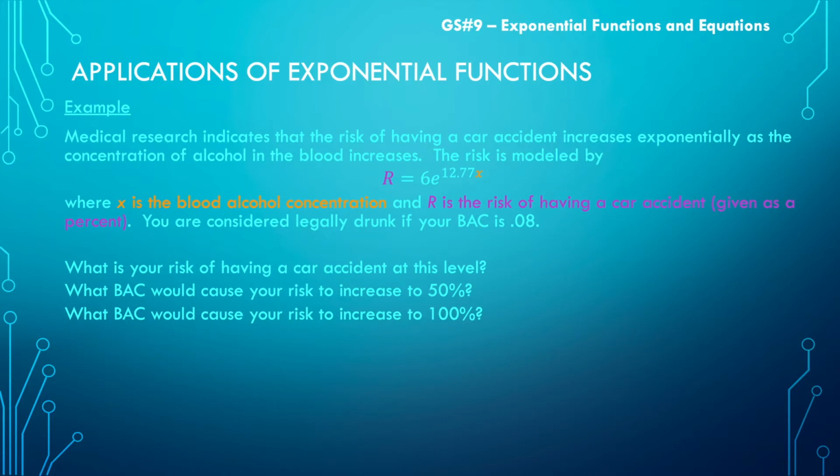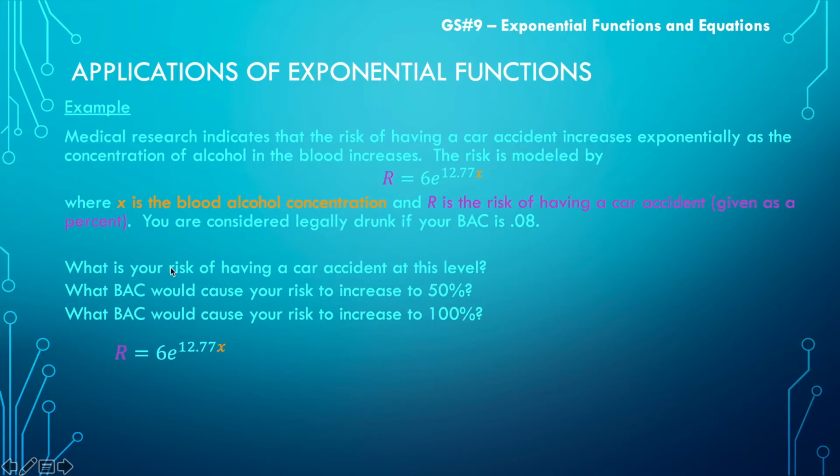So you'll notice that as I put this slide together, I color coded a couple things, right? I pointed out that X is being defined as a blood alcohol concentration, and you'll find X as part of the exponent. And R is defined as being the risk of having a car accident, and that's given as a percent. And that's what this model is defining. So we're going to use this model that's given to us in order to answer this first question.